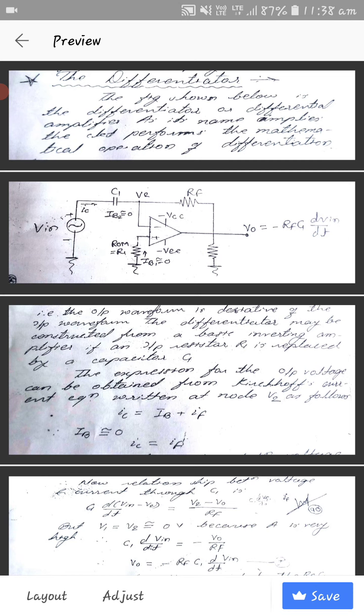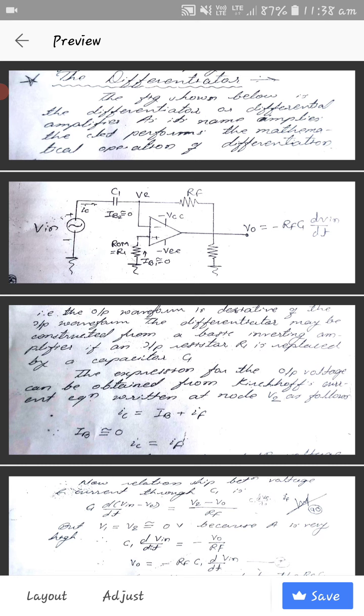The main part of the circuit is the operational amplifier. The operational amplifier has two inputs, non-inverting and inverting. Here the input voltage is applied to the inverting terminal through the C1 capacitor, and the non-inverting terminal is grounded through the R1 resistor. The output is connected to the inverting terminal through RF. RF is the feedback resistor, and the output goes to V0.